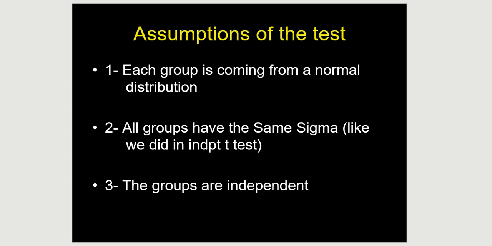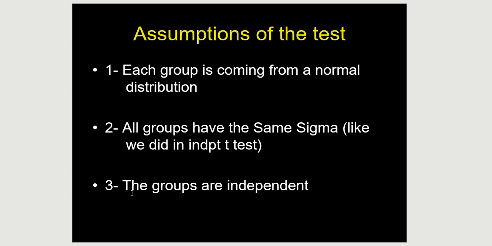ANOVA has some assumptions. The first assumption is that each group is coming from a normally distributed set of values. The second assumption is that all groups have the same sigma. Remember, this is the same assumption we made when we did the independent t-test: sigma 1 equals sigma 2 equals sigma. That's what allowed us to pool the sigmas together to calculate the pooled standard deviation.